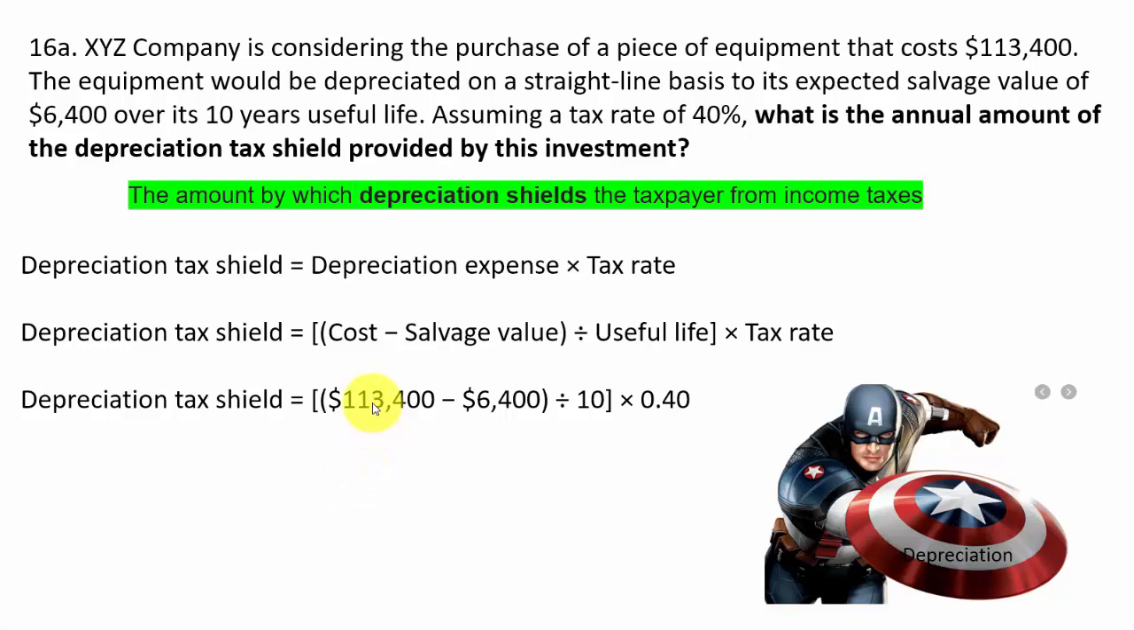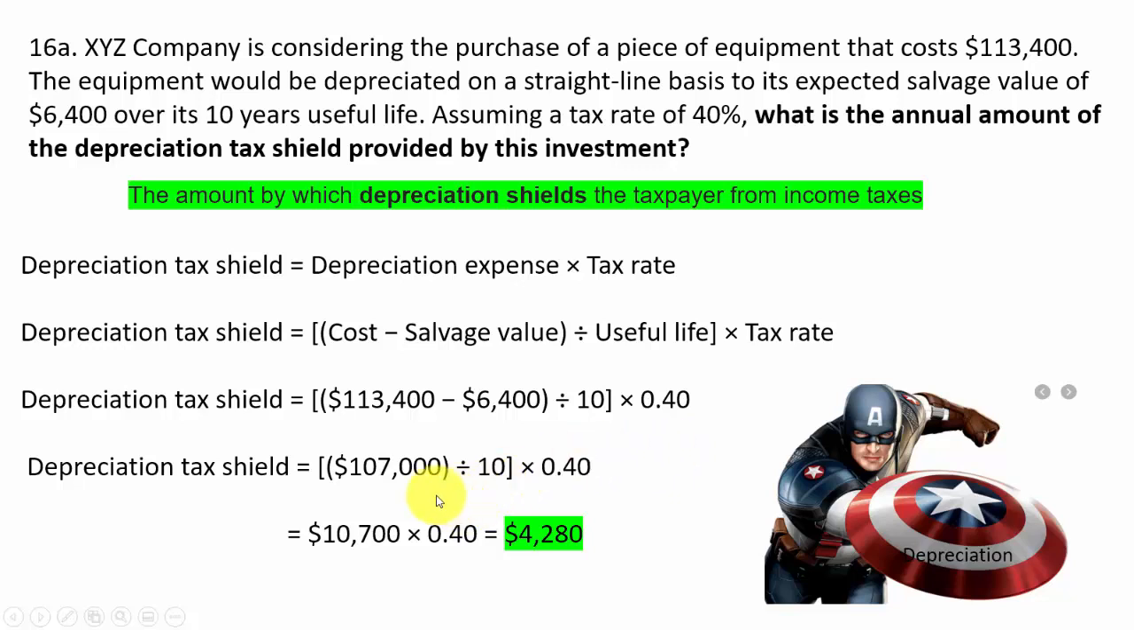For this problem, it'll be $113,400, that's the cost of the machine, minus the salvage value of $6,400. That amount in brackets will be divided by 10, and that annual depreciation will be multiplied times 40%. So we have $107,000 depreciable amount divided by 10 years times, again, the tax rate, which is 40%. This means that we've got $10,700 worth of depreciation each year times the 40% tax rate, and that means that the tax shield this taxpayer will get from this depreciation for this equipment will be $4,280 a year.